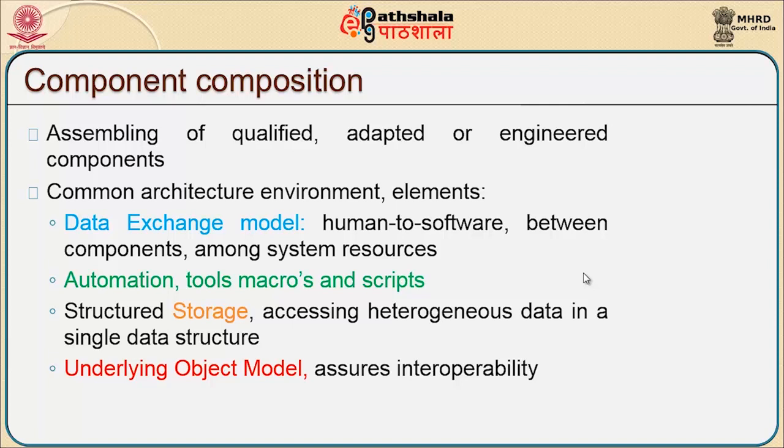So common architecture environment elements include a data exchange model, from the human to the software and between the components among system resources. Whenever we want to make an automation tool, macros and scripts are part of this component based development. We can plan for data management as a structured storage, accessing heterogeneous data in a single data structure, and any underlying object model assures complete interoperability.